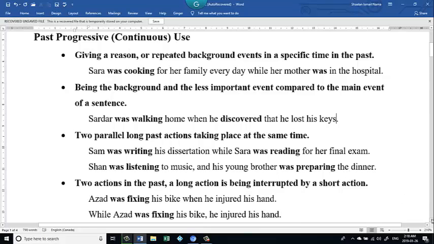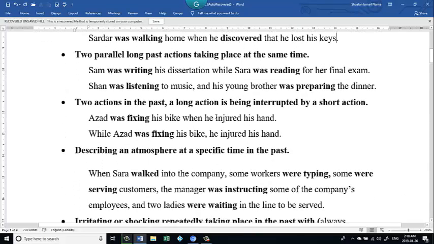Or could we have two actions parallel with each other? For example, going together. Two parallel long past actions taking place at the same time. I mean, two things being done at the same time. For example, Sam was writing his dissertation. I mean, this action continues for a period of time. Could be 1 day, could be 2 days. While another person, while Sarah was reading for her final exam. In that case, the two actions are continuing for a period of time.